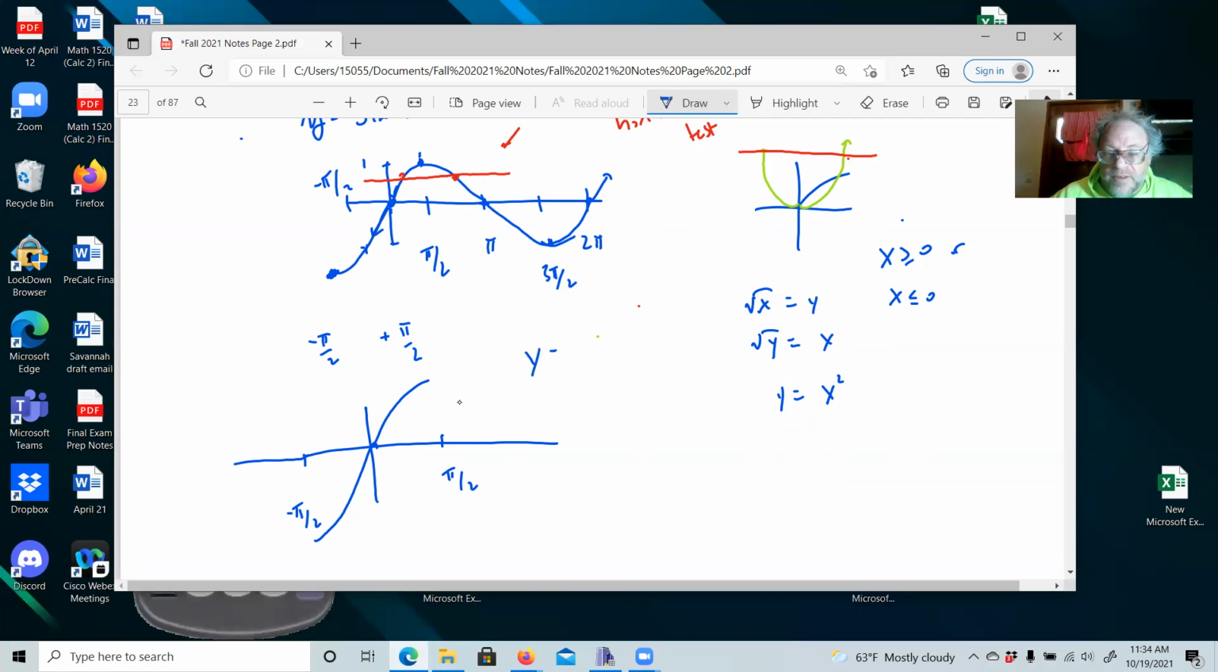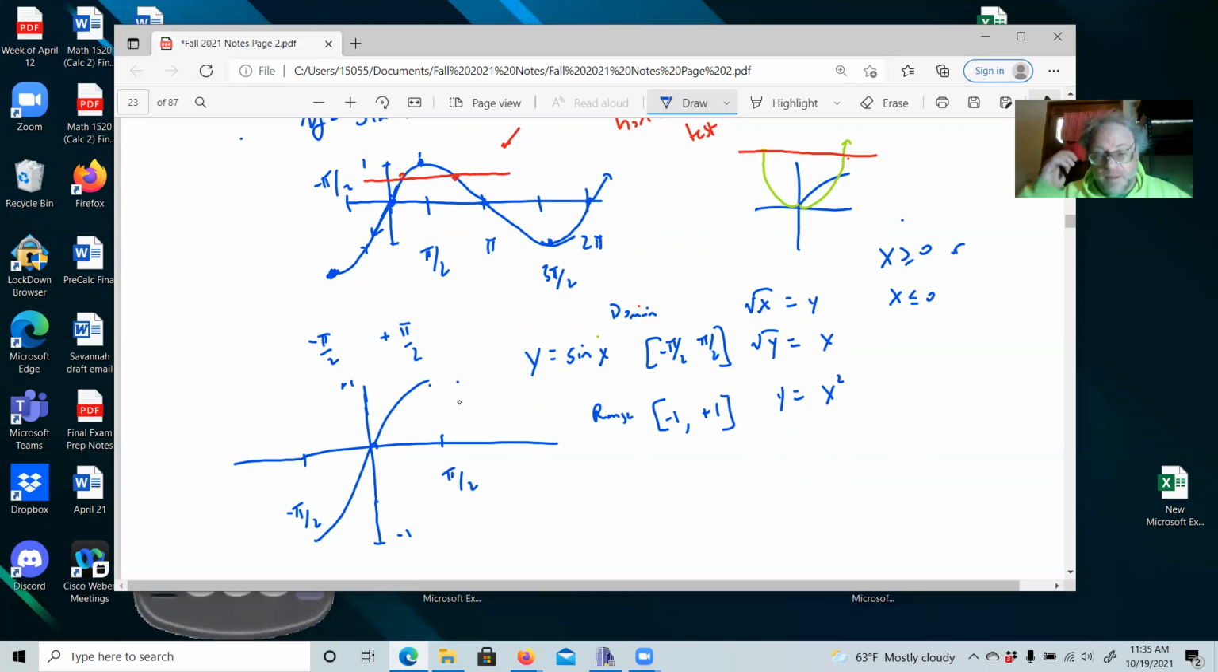So we're going to say y is equal to sine x on the interval from negative pi over 2 to pi over 2. What's the range here? This is my domain. What's the range? What are the legal values of y? We go from negative 1 down here to positive 1 up here. So negative 1 to positive 1.